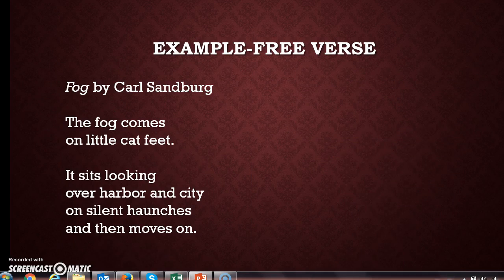The fog comes on little cat feet. It sits looking over harbor and city on silent haunches and then moves on.